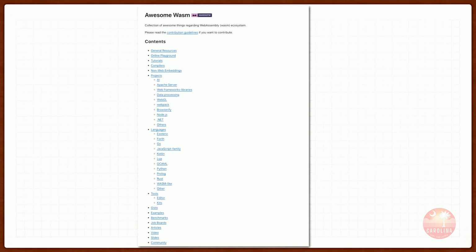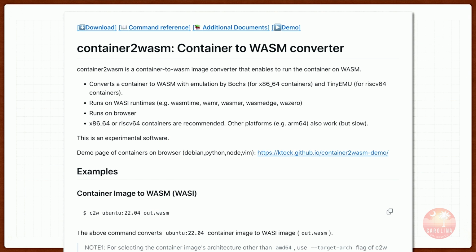So WASM. Not only is there probably an embeddable WASM runtime for your favorite programming environment, but your favorite language probably also compiles to it. And if it doesn't, just containerize it, and then cross-compile the container to WASM.